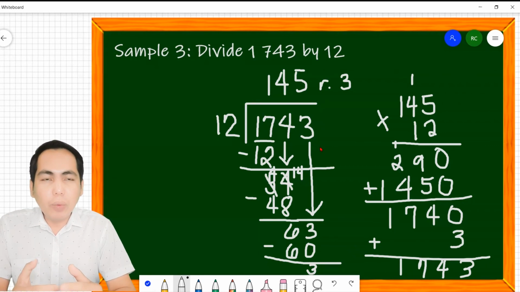So therefore, our quotient is correct, that when we divide 1,743 by 12, it will give us 145 remainder 3. So there you have it, how to divide whole numbers.